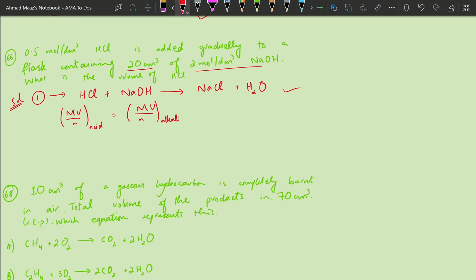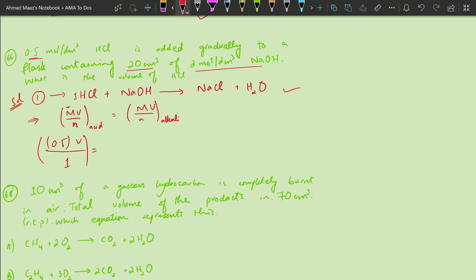So we can move on to the formula, that is MV over n for acid is MV over n for alkali. Now M for acid is 0.5, it is the molarity, and the volume is unknown. Volume, we have to calculate that. And n is the number of moles from the equation. We can see it is 1. Now this has to equal MV over n for alkali if it neutralizes.